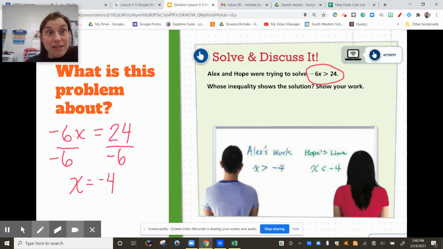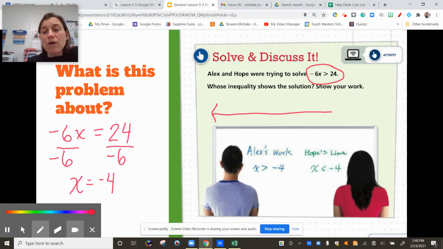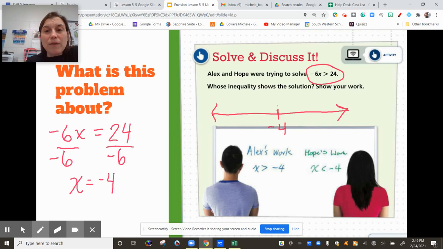But it doesn't equal negative 4, because he thinks it's greater than negative 4 and she thinks it's less than negative 4. Either way, it doesn't equal negative 4. Okay? Because if we were on this number line and negative 4 would be here, then what they're saying is it would be an open circle.